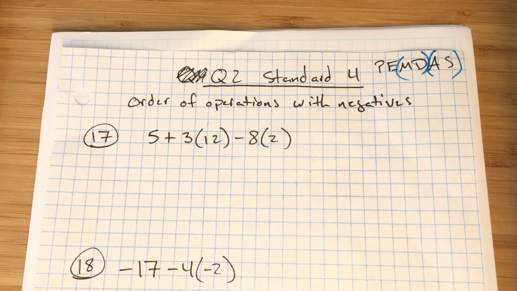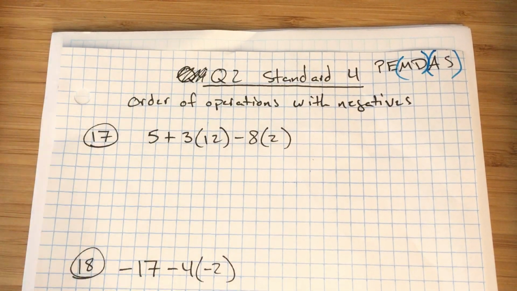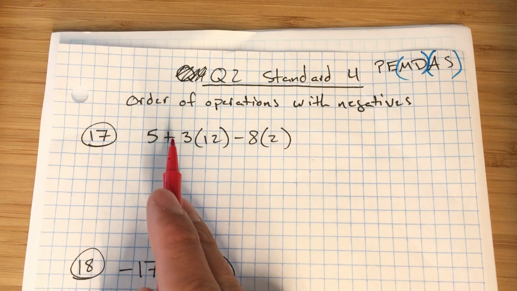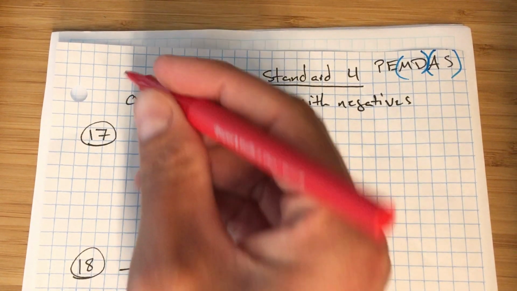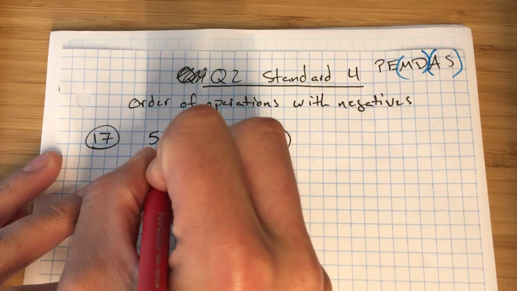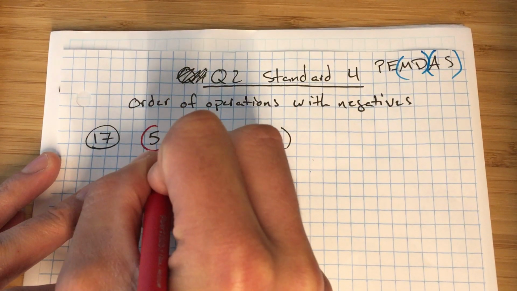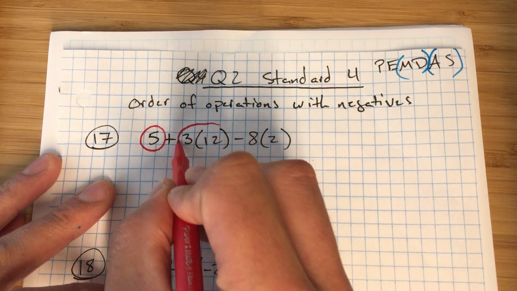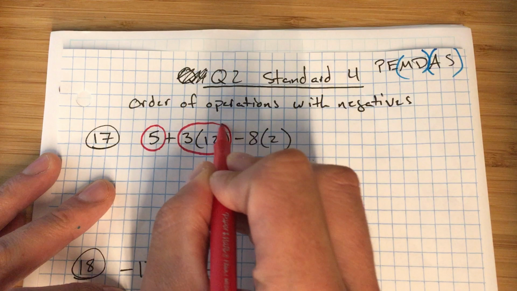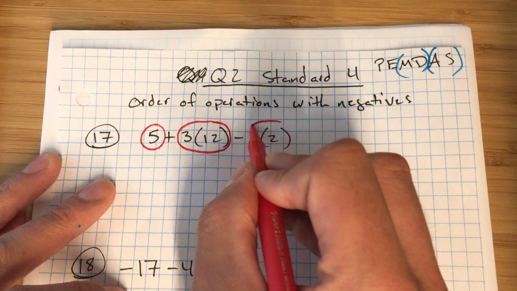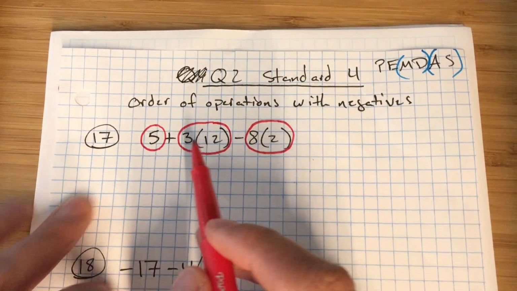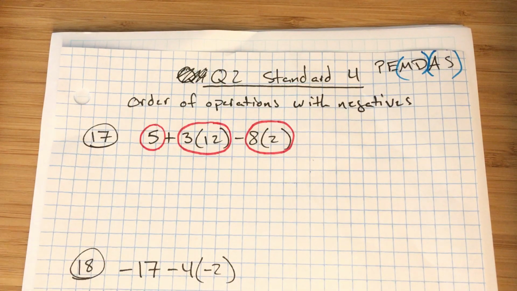What I'm also going to do when I do these is circle the terms and simplify them that way to help remind you. So looking at number 17, remember we said that terms are separated by addition or subtraction. So if I wanted to circle my terms here, 5 ends at the addition, that's one term. 3 times 12, once I get to the subtraction, that's a new term, so I can circle that. And 8 times 2 is its own term. The reason we do this is it reminds us to simplify the terms first and then do addition and subtraction left to right.